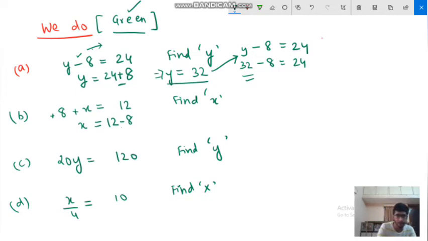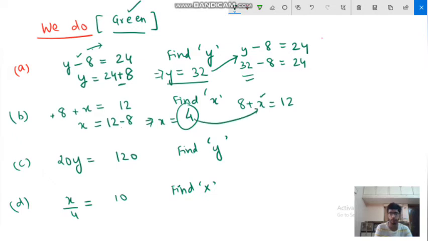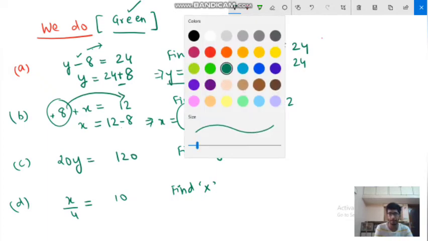ठीक है, तो यहाँ पर क्या होगा? माइनस. तो x की वैल्यू क्या आई? 4. If you put this value of x in the original equation क्या था? 8 में क्या प्लस करेंगे कि 12 आएगा, तो वो है 4. ठीक है, तो how did you solve? When we had plus 8, if it goes to another side, it will become minus 8, and we solved it.